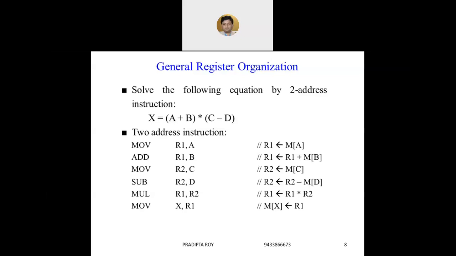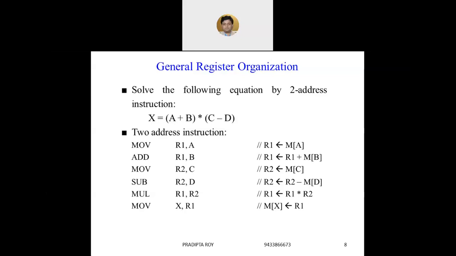Move R1, A, then add R1, B. So first, the content of A memory location is moved to the R1 register, and that value is added with the content of B memory location. Remember one thing, any arithmetical operation can be done between two registers or between one register and one memory location. Now, we have to move the result to R1.